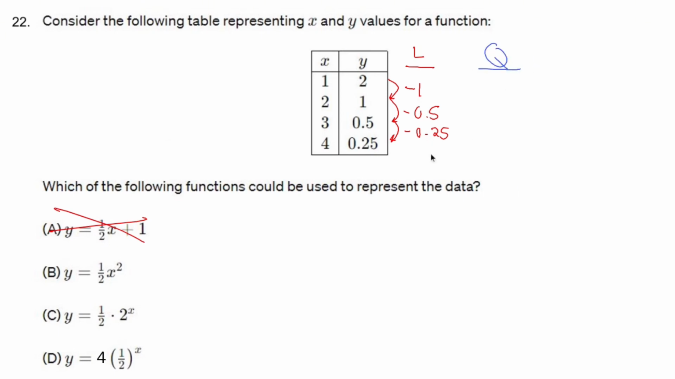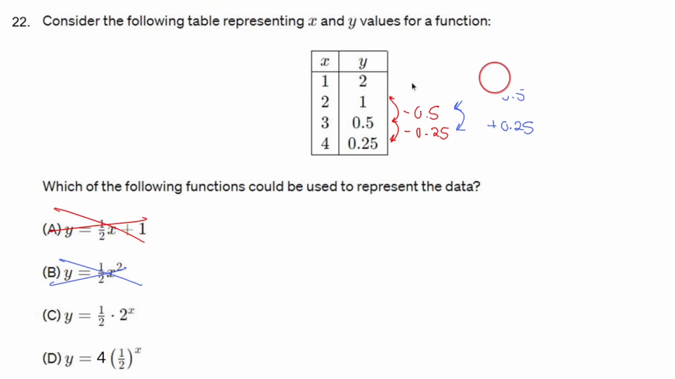Now, the way you test to see if something is quadratic is you find the rate of change of the rate of change. See what you have to add to these numbers to get to the next number. So to get from -1 to -1/2, you add 1/2. And to get from -1/2 to -1/4, you add 1/4. So you're not quadratic either. So you must be exponential.